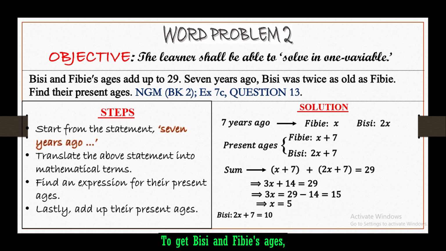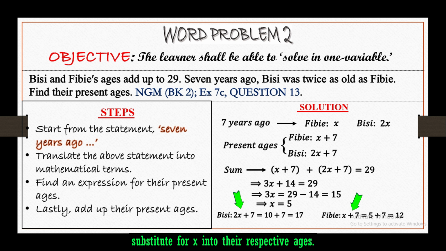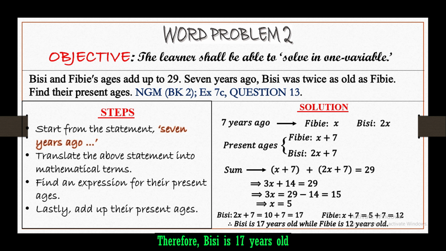To get BC and Phoebe's ages, substitute for x into their respective ages. Therefore, BC is 17 years old, while Phoebe is 12 years old.